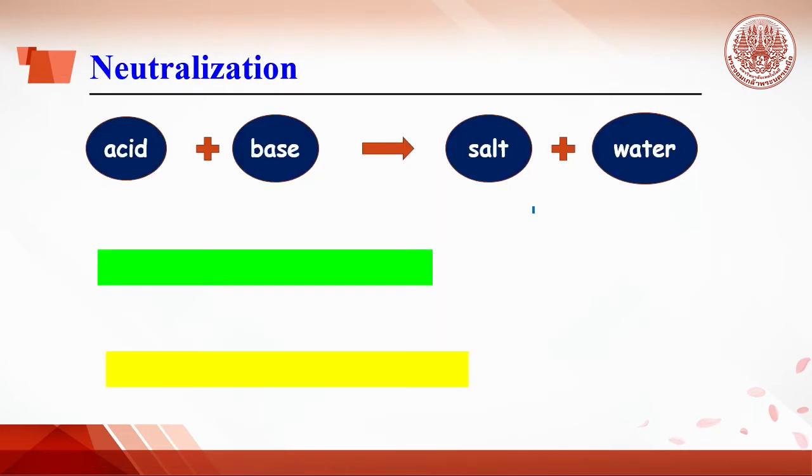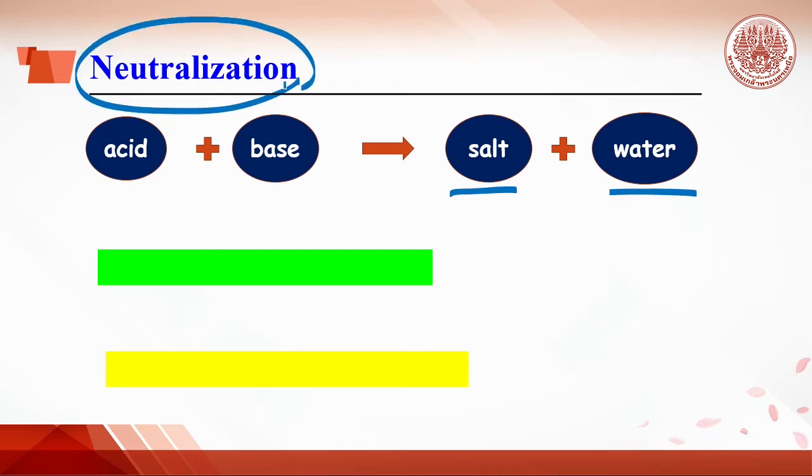When strong acid and strong base are reacted, salt and water are produced. The pH of the solution is also neutral. So this chemical reaction is so-called neutralization. For example, hydrochloric acid reacts with sodium hydroxide to get sodium chloride and water.